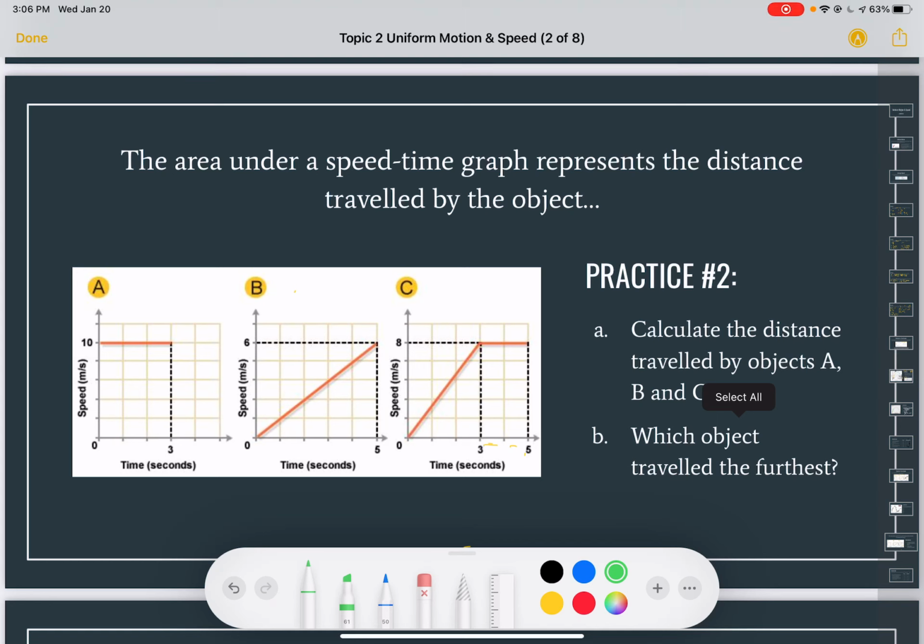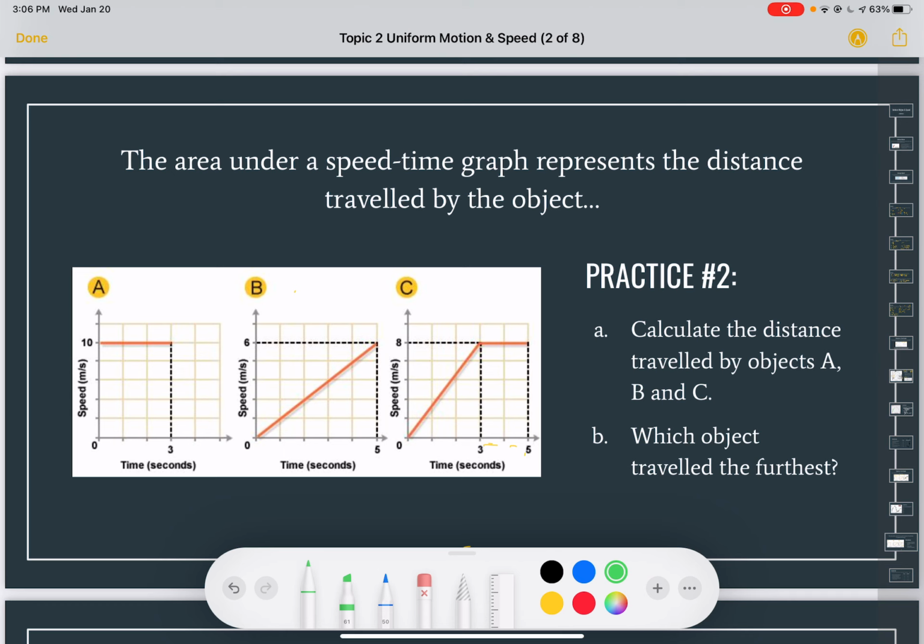Okay, so the area under a speed time graph represents the distance traveled by the object. So in our practice problem number 2, what we're going to do is calculate the distance traveled by each of these objects on the graphs, and then which one traveled the furthest.